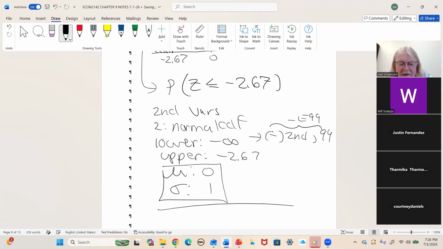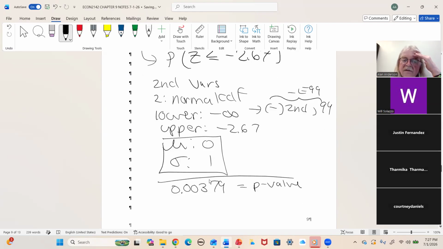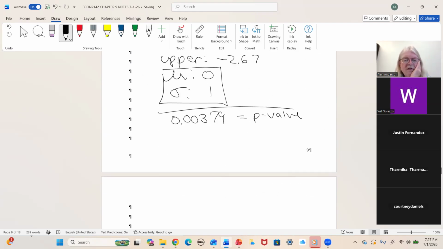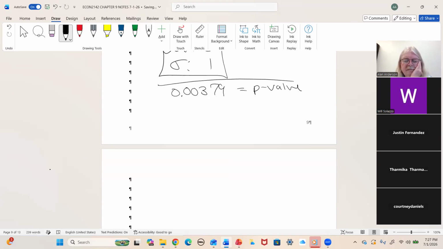And then it's pretty low, but it's 0.00379. That is our p-value. Okay. Now, as far as testing it goes, remember the way this thing works is you're comparing it with alpha.